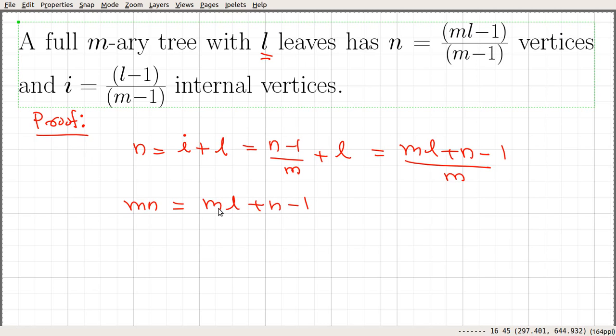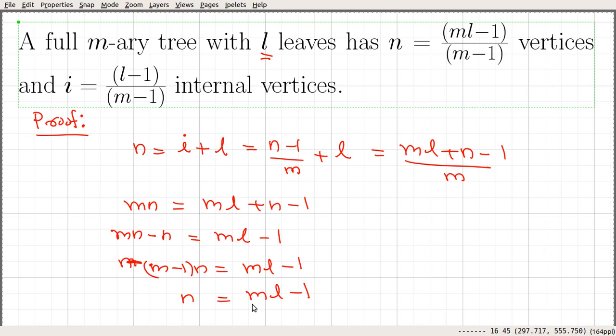Moving this to the left hand side, since we are looking for n, we get mn minus n equal to ml minus 1. Taking common n, we get (m minus 1) times n equal to ml minus 1, and solving for n we get n equal to (ml minus 1) divided by (m minus 1). So we have this equation. Let's go and prove the other one.